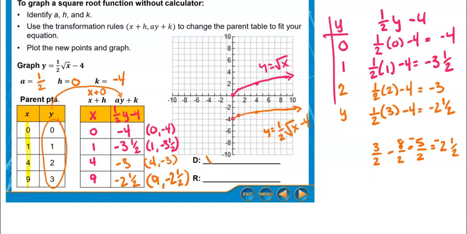The domain of our new function is all the x's such that x is greater than or equal to 0. And then all the y's such that y is greater than or less than. Well, here's our 0 point, and all of our points are going up. So y is greater than or equal to our minimum of negative 4.